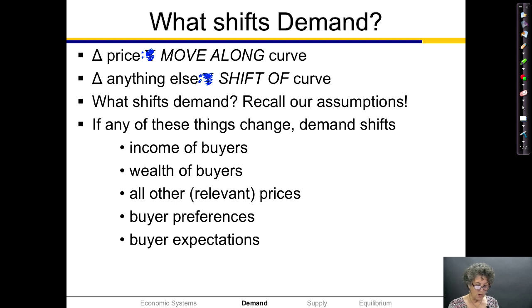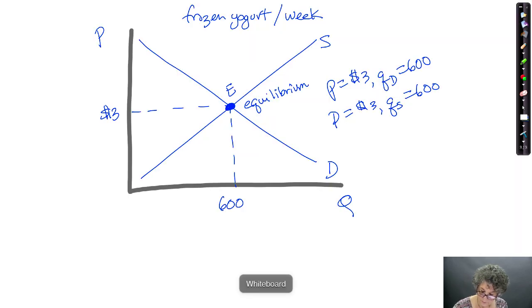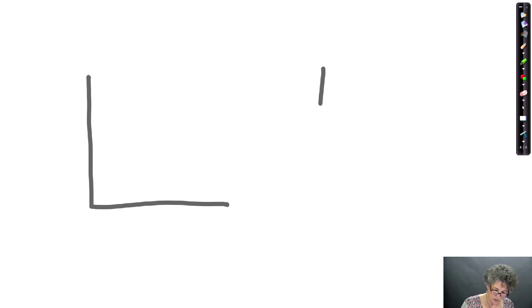Let me run through that with some graphs. Okay, so let me go to a new slide, and I think what I'm going to do, here we go, is I'm going to do this a little differently than I do it normally in class.